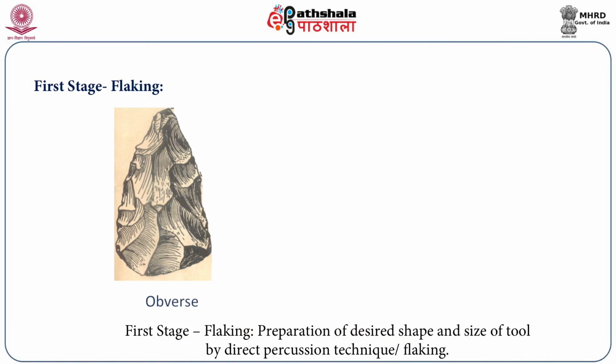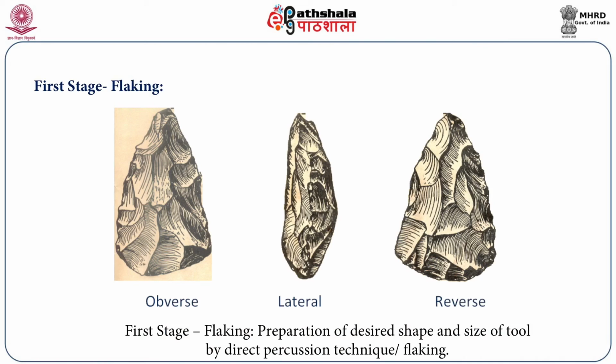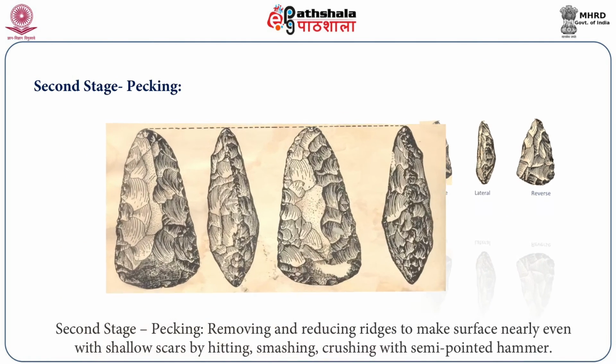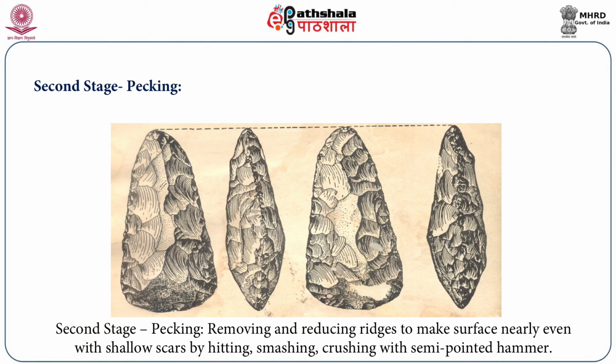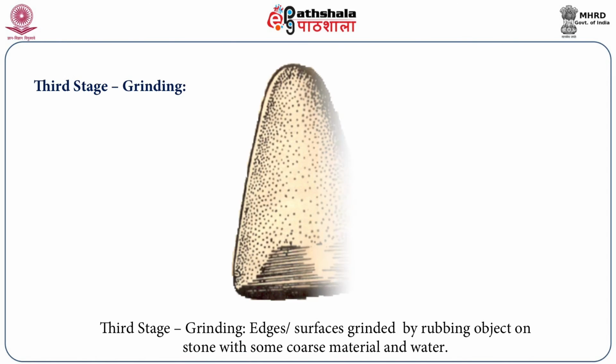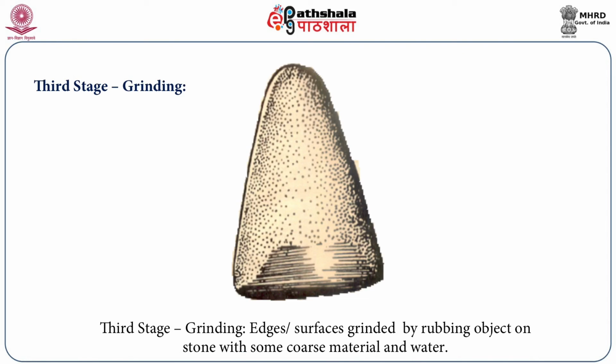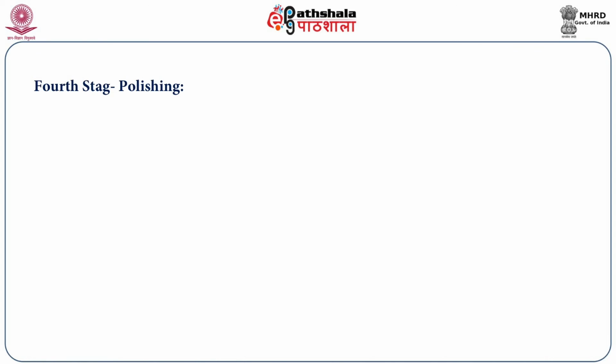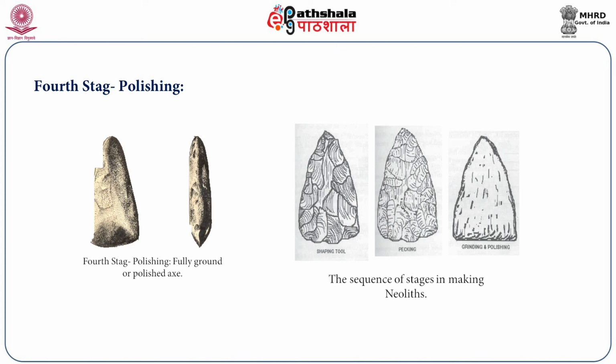So this series of illustrations which will follow now will give you an idea of how the pecking activity was carried out all around the surface of the block of dolerite, and how it was then subject to grinding and polishing and so on. This illustration gives you an idea of how pecking results in removing and reducing the ridges to make the surface even, so that when it is subject to polishing or grinding, it attains a very smooth surface. And the final product of Neolithic celt manufacturing will give rise to this particular form of Neolithic celt. It has a working edge and a rounded butt end. Another illustration gives you an idea of the sequence of stages in making Neoliths.